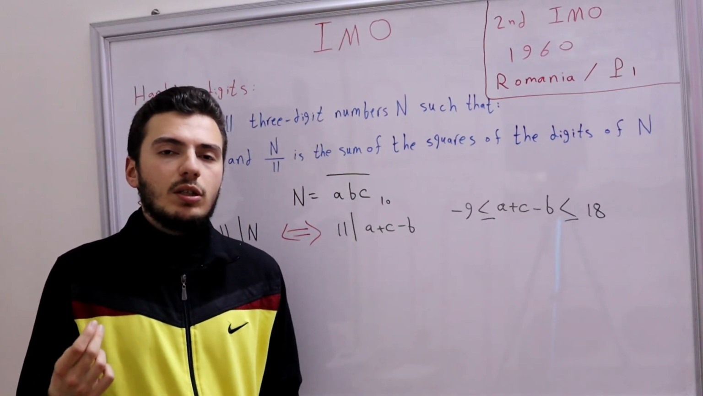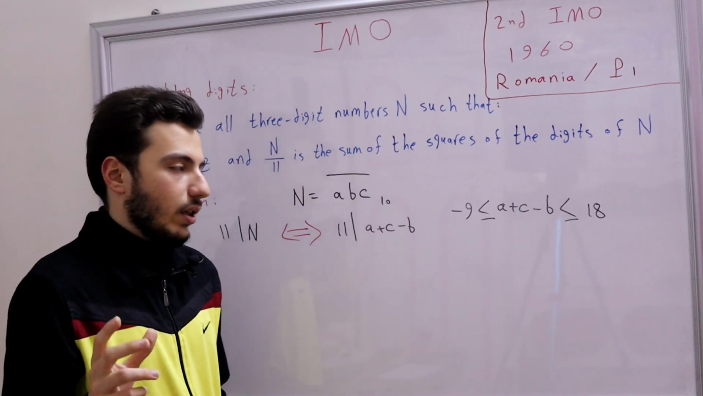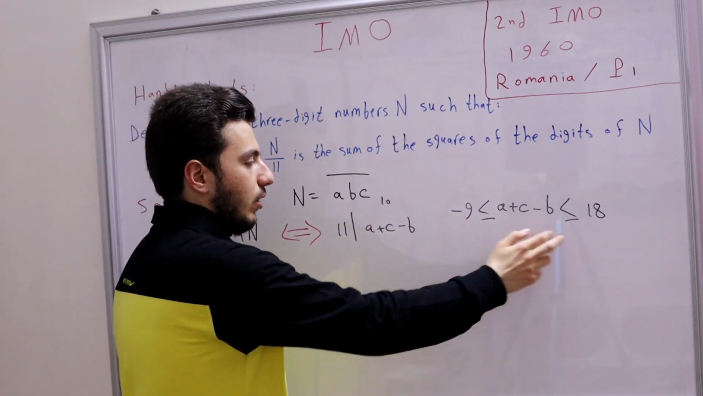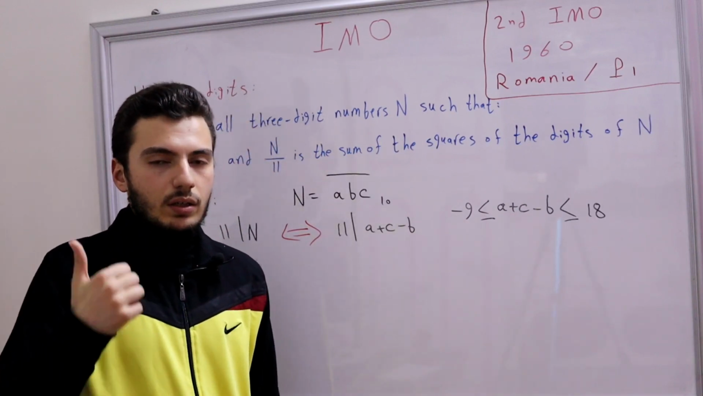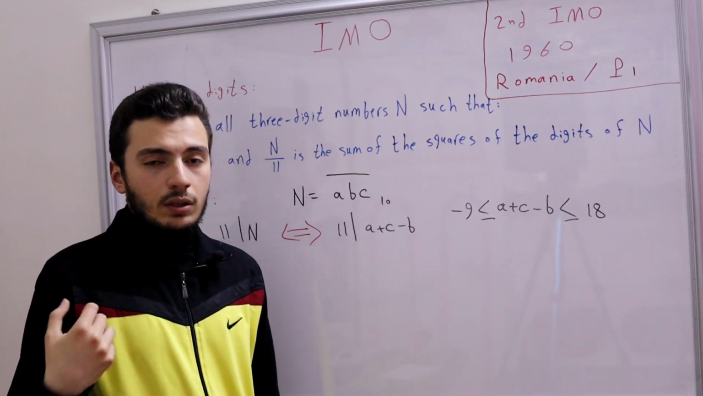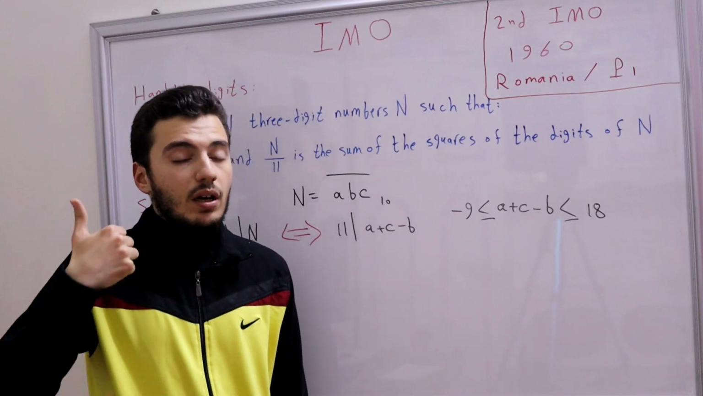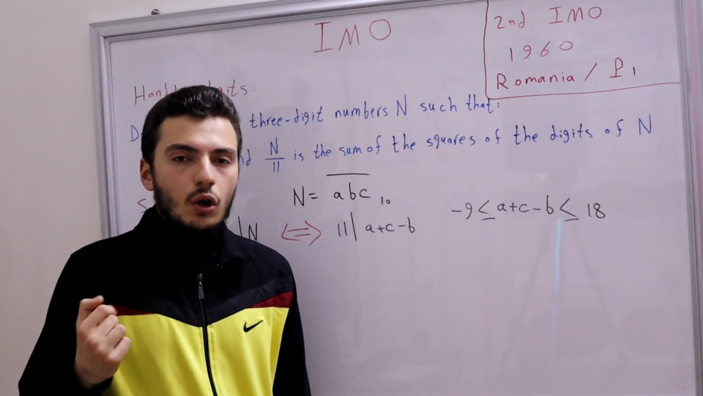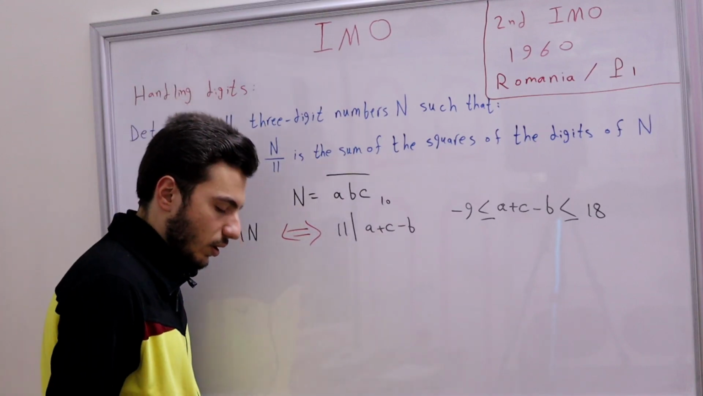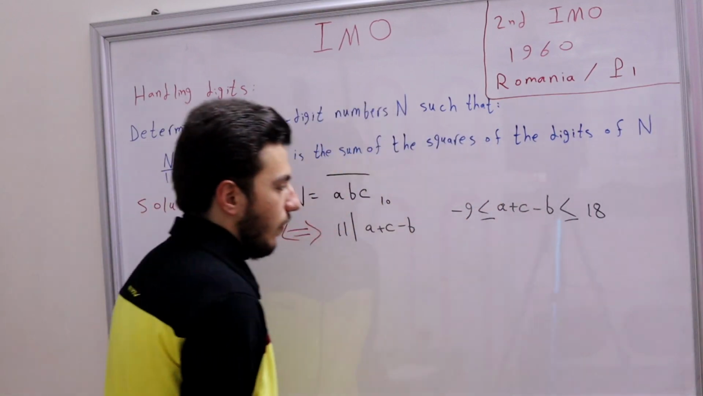And what are the multiples of 11 that are in the range from -9 to 18? Well, they are simply 0 and 11. Great, so A plus C minus B has two cases. It can be either 0 or 11. Okay, so let's write that down because this is already half the way of the solution.